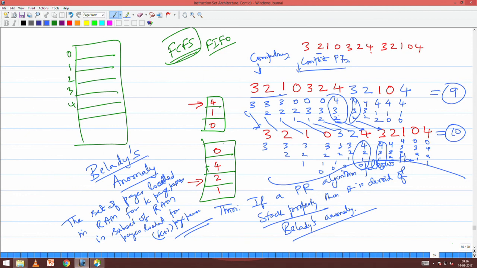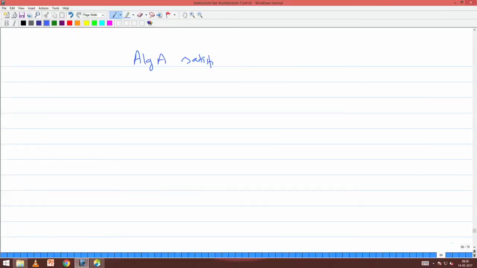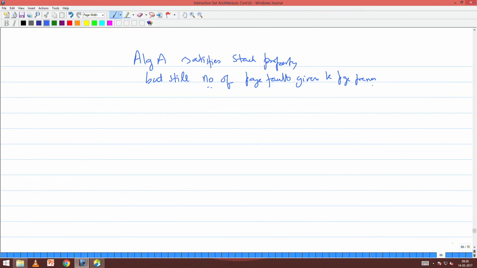Proof by contradiction. Somebody said, now what will you contradict and what will you prove? Proof by contradiction is correct. Suppose the number of page faults increases. So I have algorithm A that satisfies the stack property, but still the number of page faults given k page frames is greater than the number of page faults given k minus 1 page frames.